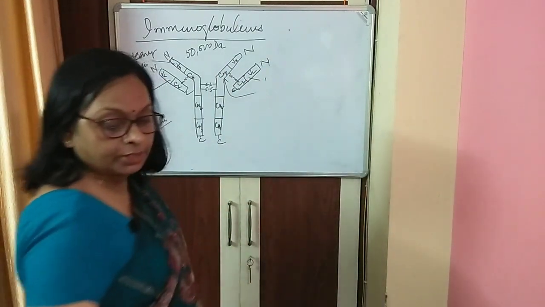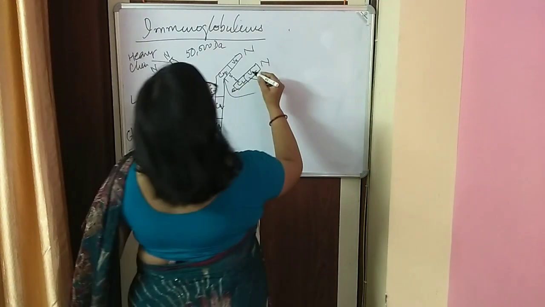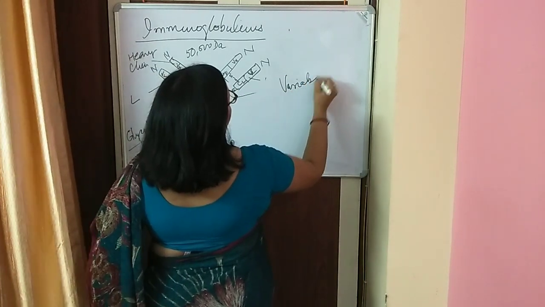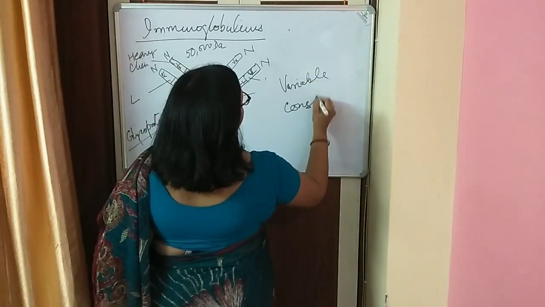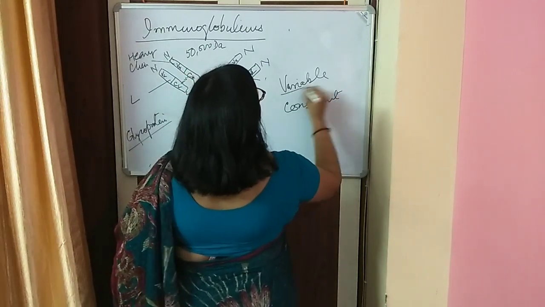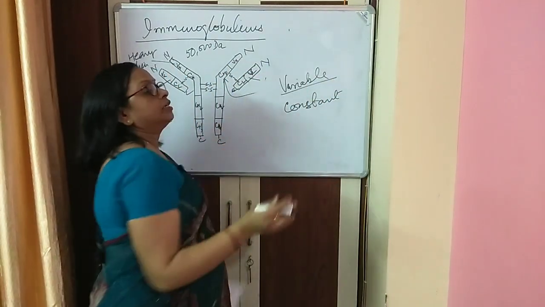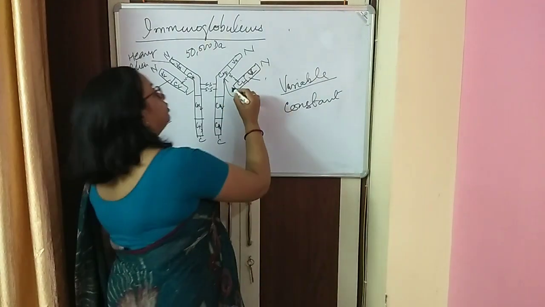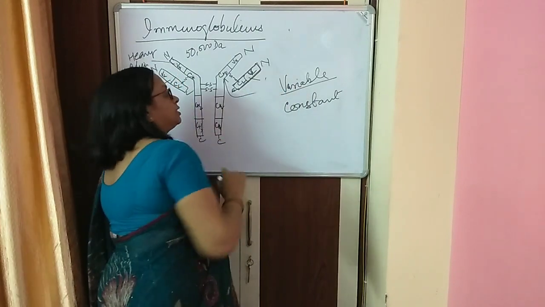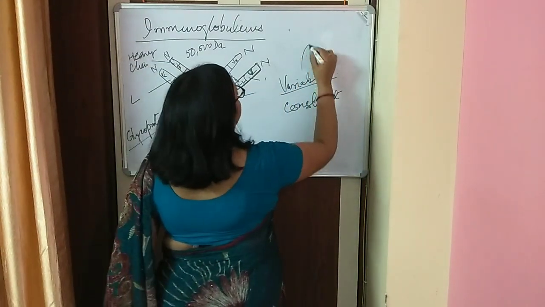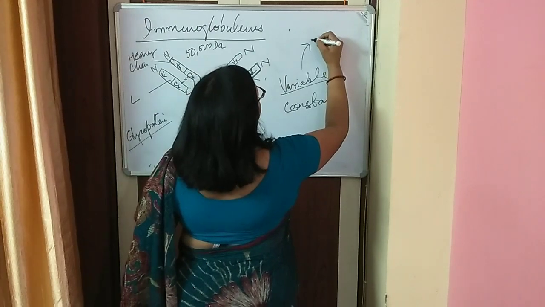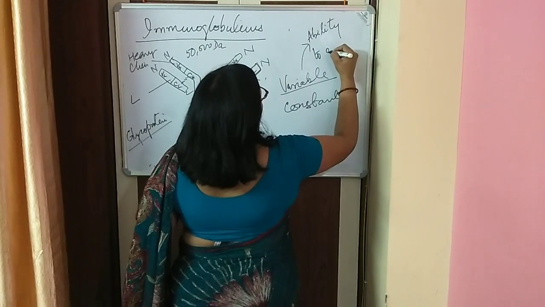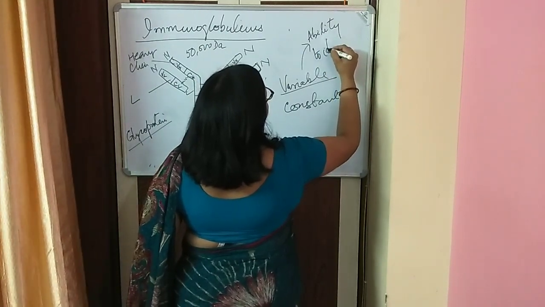Oh, one more thing I missed. Here you see the variable region and constant region. The variable region is present in the Fab region and it is exposed, on the outer surface of the antibody structure, because it has the ability to identify different types of antigens.